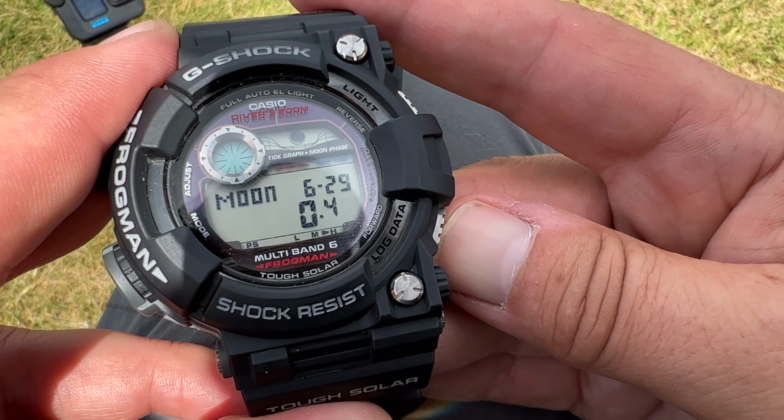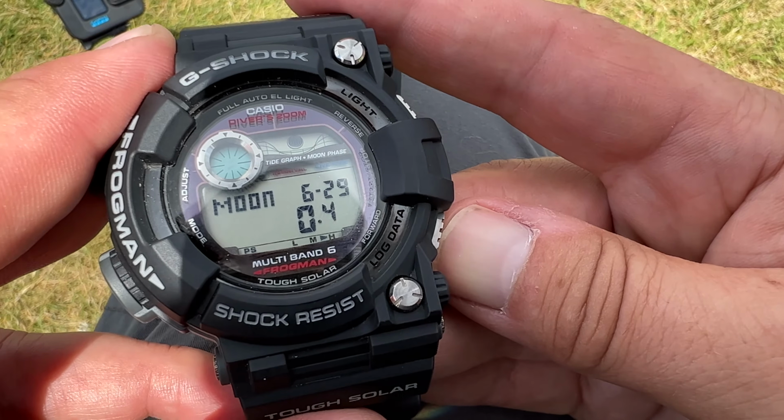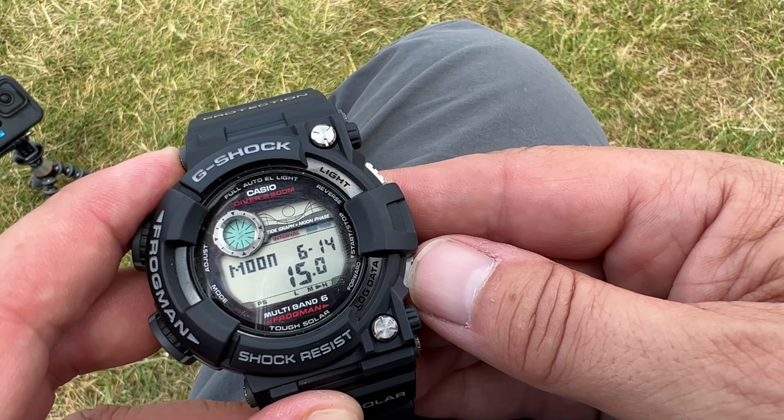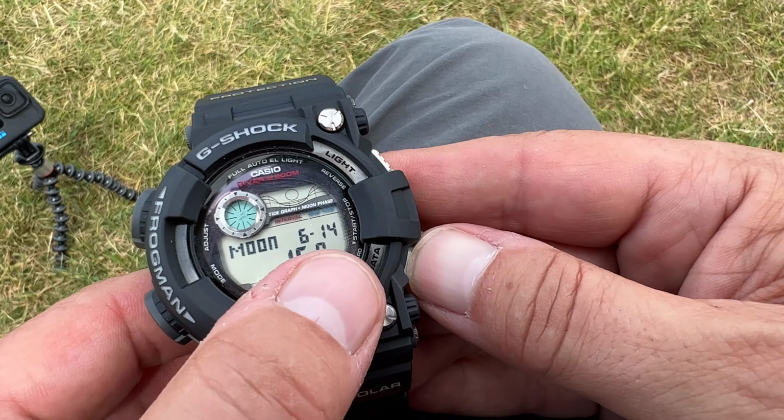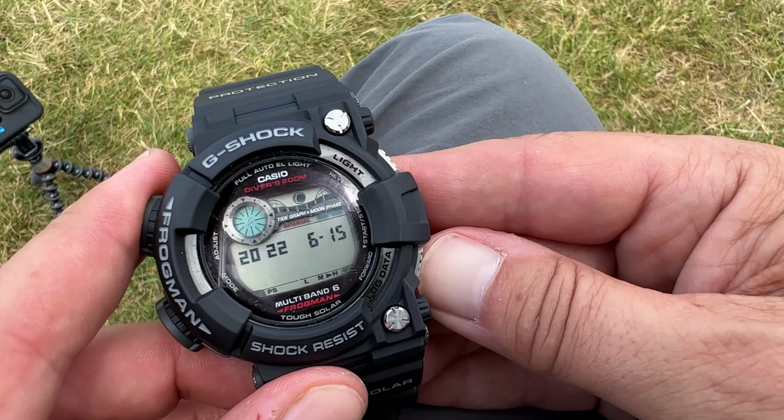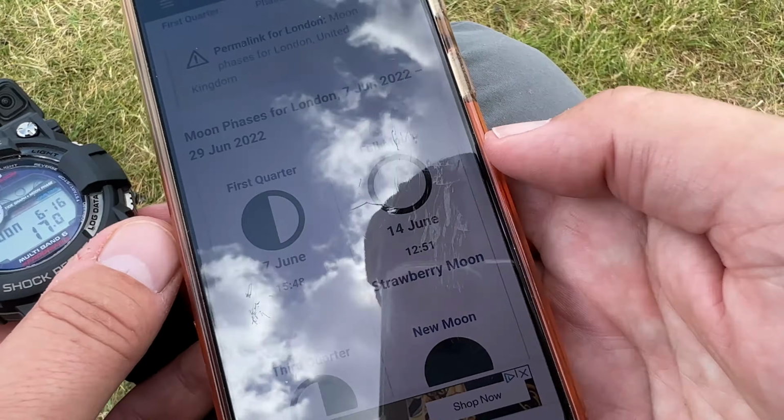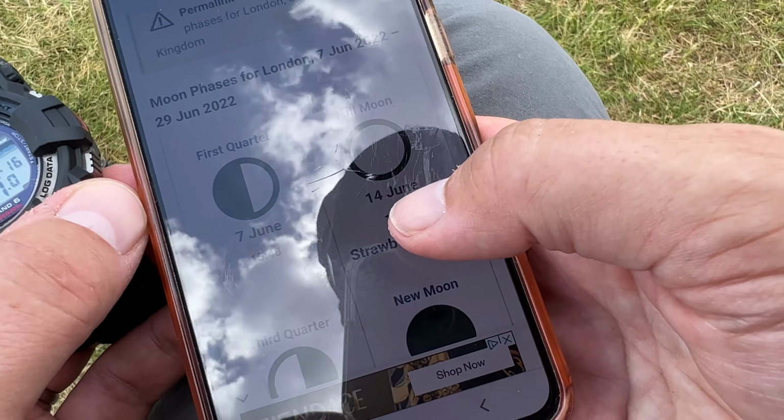So on the 29th, the moon is half of a day old. The full moon is going to be on the 14th of June. So there you can see the full moon was the 14th of June.